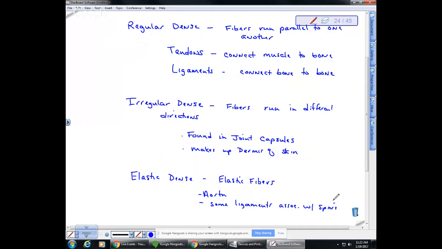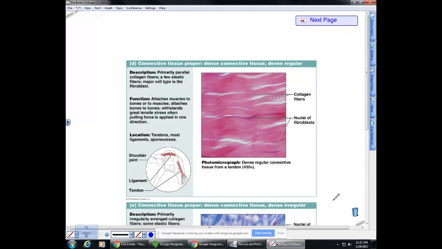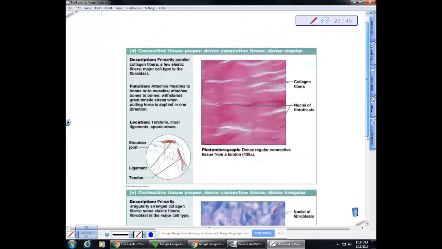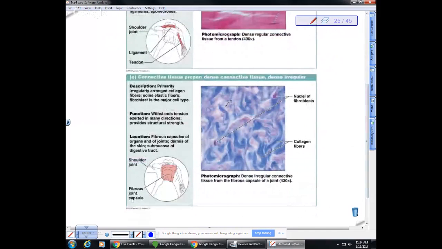So if we look at some examples of this, notice the collagen fibers are running all in one direction, right? So that is dense, regular. And so here it's showing the ligament in the shoulder, and it's also showing the tendon, the biceps femoris tendon. And then here you can see the fibers are running in all different directions, and that would be the joint capsule, and also right underneath the epidermis, that's the dermis of the skin.